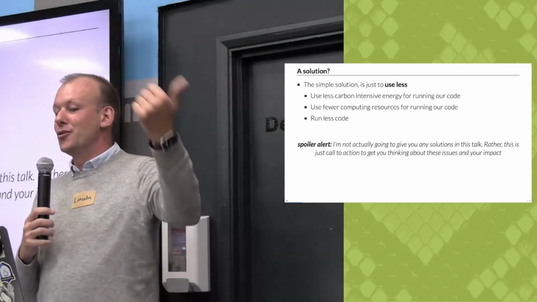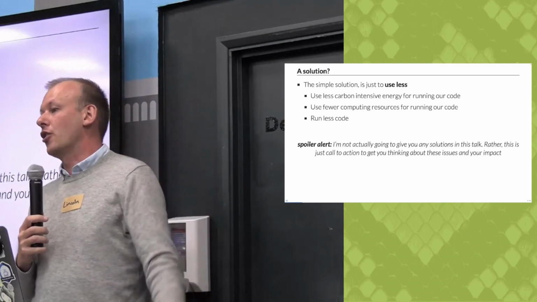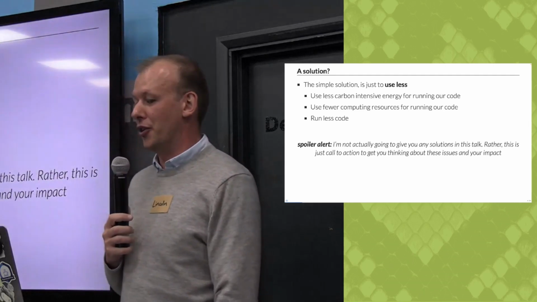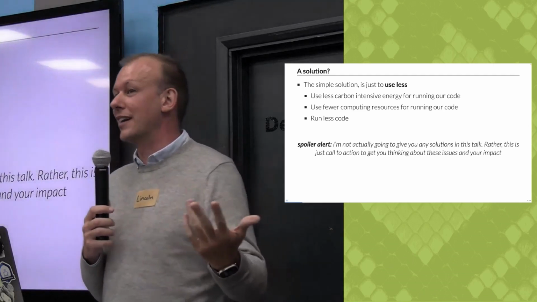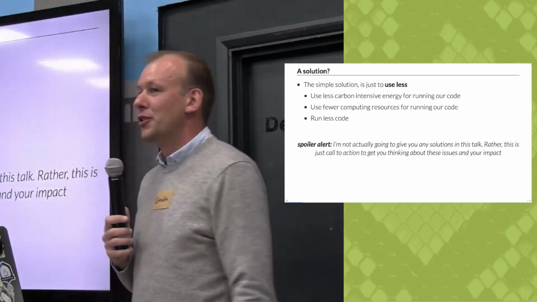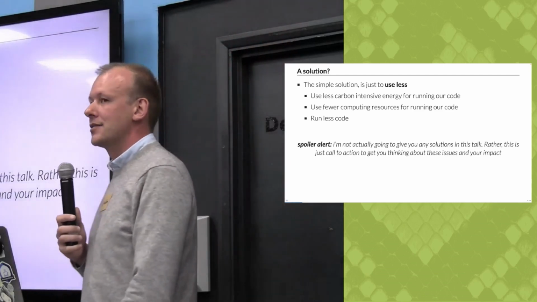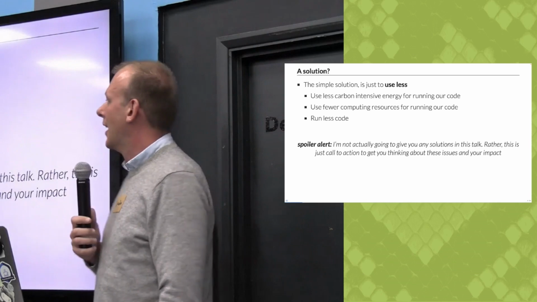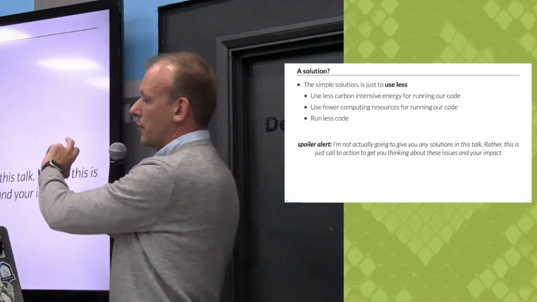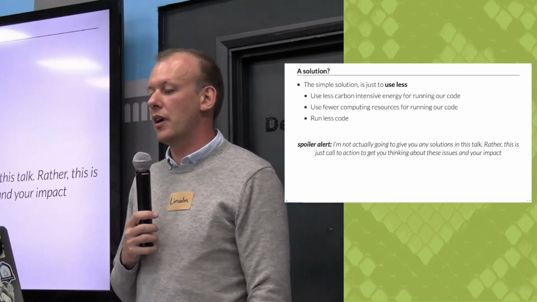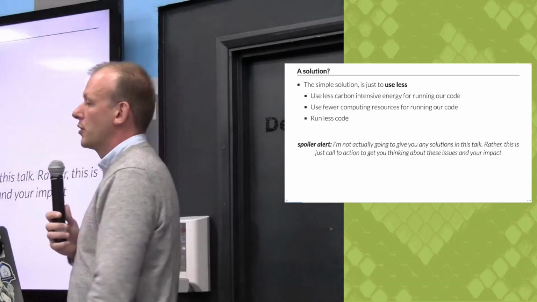Really, we can use less carbon electricity when we're running our code. We can use fewer computing resources when we're running our code. And we can also just run less code, right? So on a high level, that's pretty simple. But if we dig down, things are getting a little bit more complex. So I'm going to talk about the first two things: using less carbon intensive energy when we run our code and using fewer computing resources.